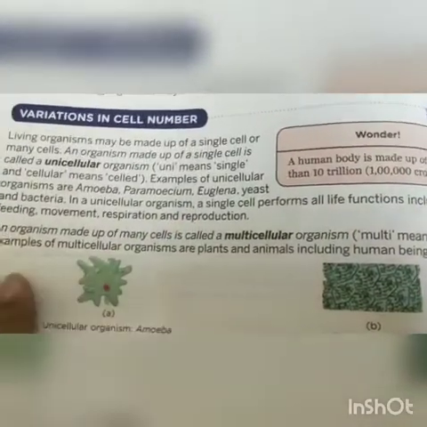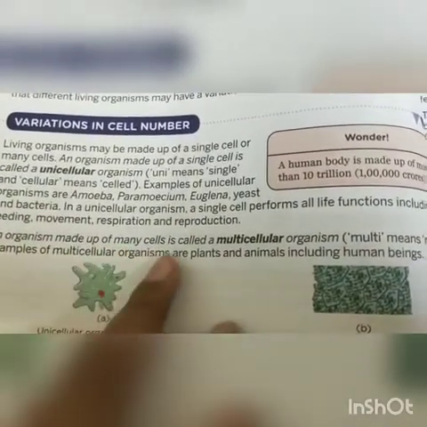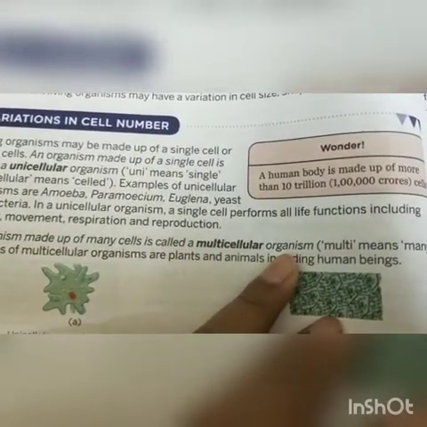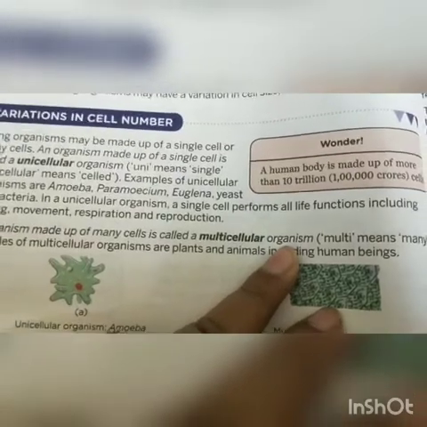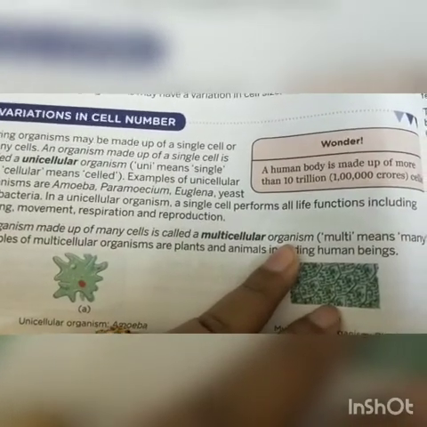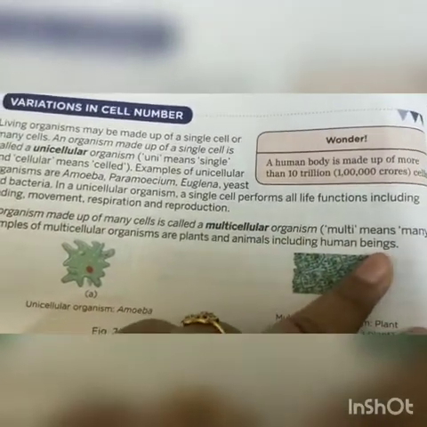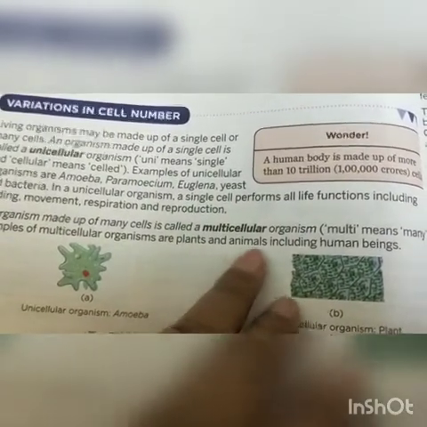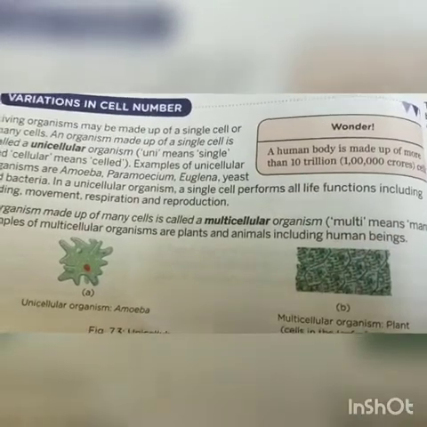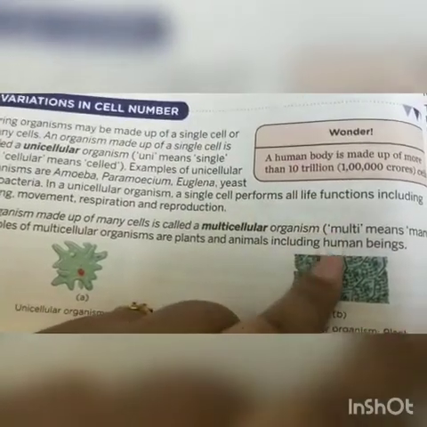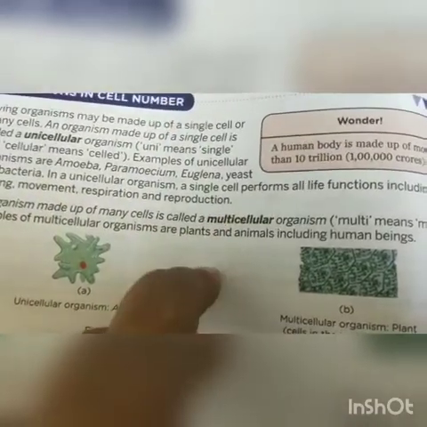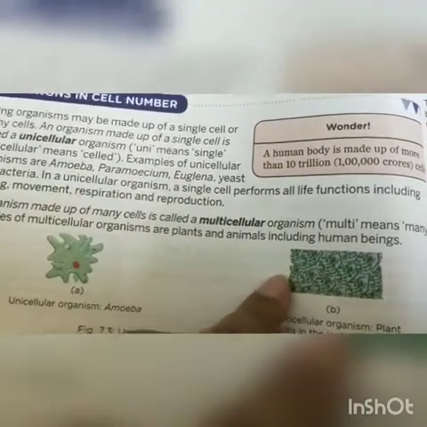An organism made up of many cells is called a multicellular organism. Multi means many. Examples of multicellular organisms are plants and animals, including human beings. So what are examples of multicellular organisms? Many plants, animals and human beings.